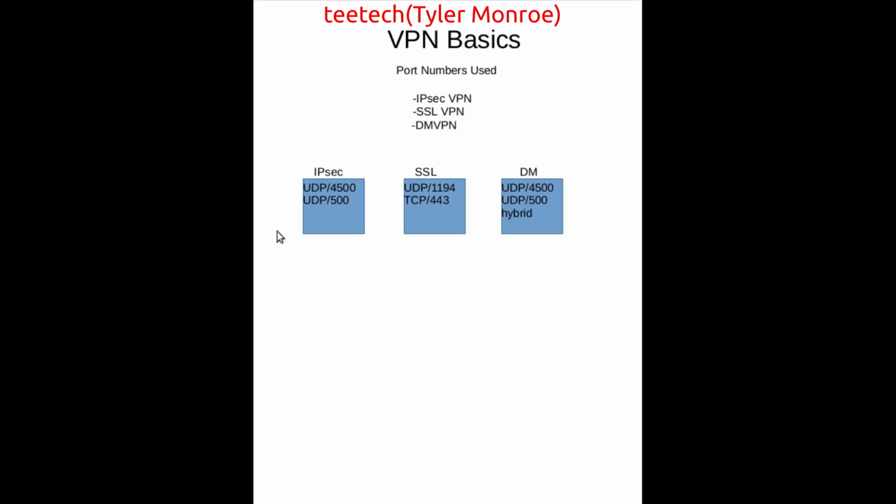UDP 500 is for the key exchange and management. So what would take place over this is our exchanging public and private keys and our certs for identifying ourselves, or maybe our username and password, the authentication parts, encryption and integrity, that takes place over this port with IPsec. So if you're using IPsec and it's not working, you need to make sure you're not blocking those ports, okay? Because otherwise the connection can't be established.